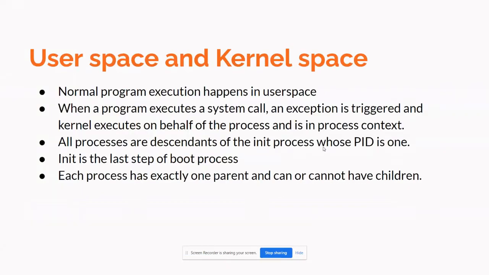User space and kernel space. Normal program execution happens in user space. When a program executes a system call, an exception is triggered, and the kernel executes on behalf of the process. All processes are descendants of the init process, whose PID is 1. Init is the last step of the booting process in Linux systems. Each process has exactly one parent and can have zero or more children.